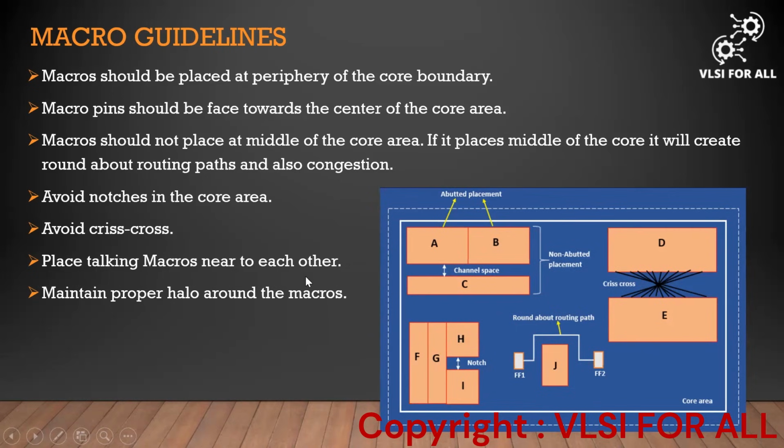Place talking macros near to each other. The macros that are talking to each other, we should place those two macros next to each other. If the two sides of the macros do not have any pins, we can abut them. If they have some pins, say A and B macros have some pins and C has some pins, and those are communicating, we have to leave some channel space in between them in order to align one set of power, like VDD and VSS, in this channel. So that's why we are leaving this channel space here.